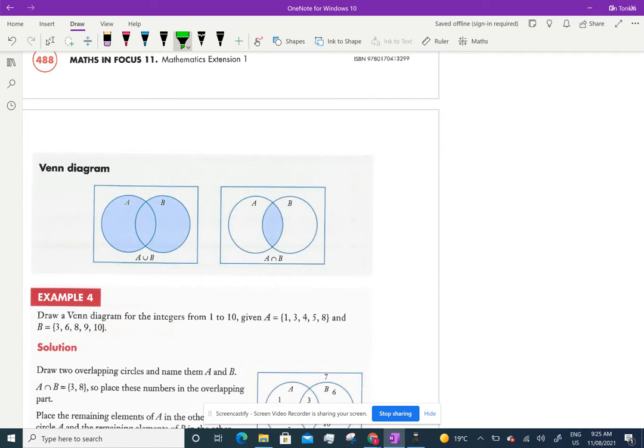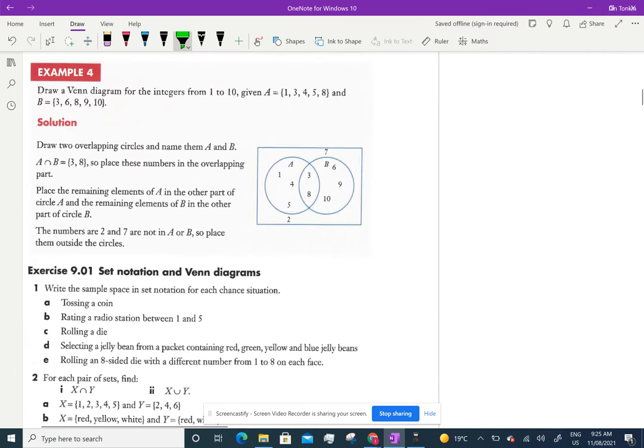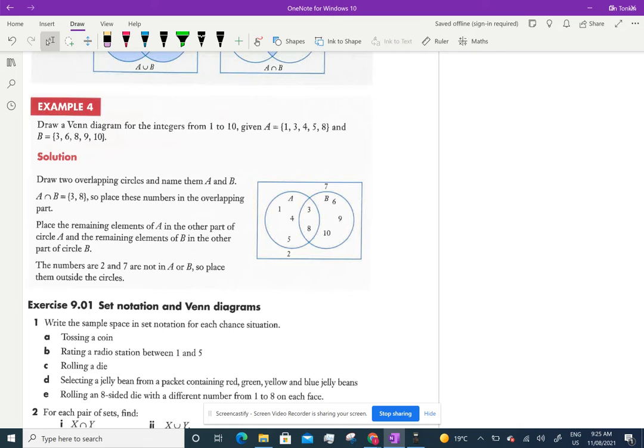As you can see there, union is everything in set A and B. Intersection, the upside down U, is just the things that are in both. So there's a good example here. They've just got a hat full of different numbers: 1, 2, 3, 4, 5, 8 in hat A, and 3, 6, 8, 9, 10 in hat B.